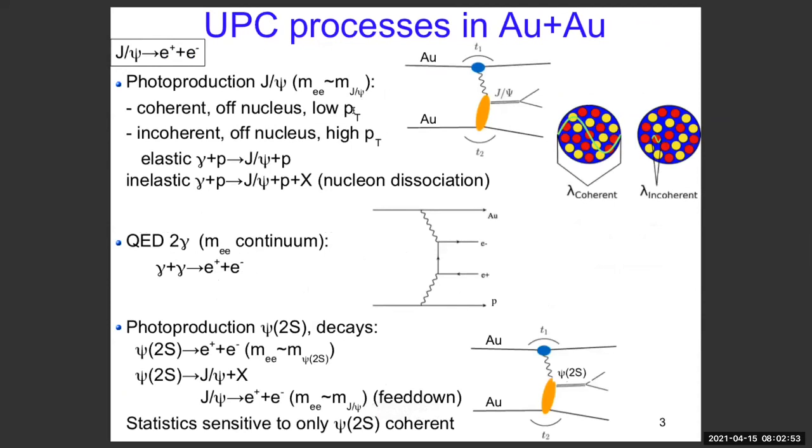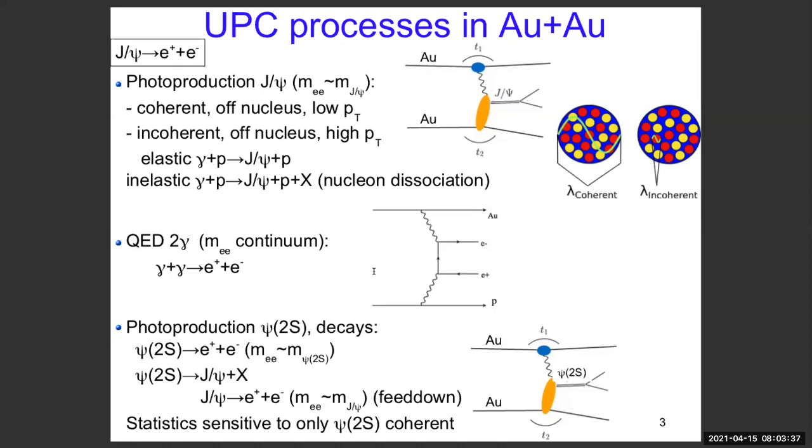So the processes that contribute to this channel, well, first of all, there's this photoproduction of J/psi, where a photon emitted by one gold undergoes photoproduction on the other, producing the vector meson. And this can happen in 2 different ways. There's coherent scattering, which occurs off of the entire nucleus. And the nucleus being large, it gives us a low pT J/psi, or incoherent scattering off of individual, actually, I should say nucleons inside of the nucleus. Nucleons being small gives high pT. And this process can proceed either elastically or inelastically, where the final state nucleon dissociates.